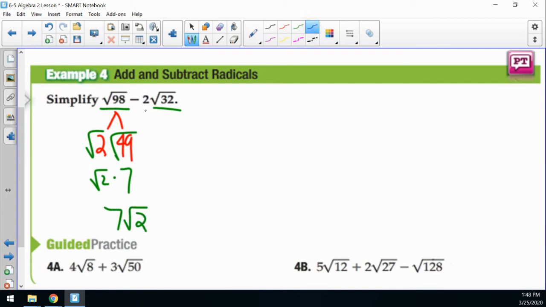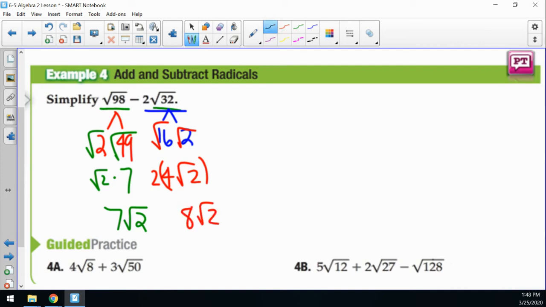Now I go over here, 32. I think about it. That's 16 and 2. Well, the square root of 16 is 4, right? And the square root of 2 is just square root of 2. But I also have that 2 on the front, right? So 2 times 4, that's going to be 8 square roots of 2.